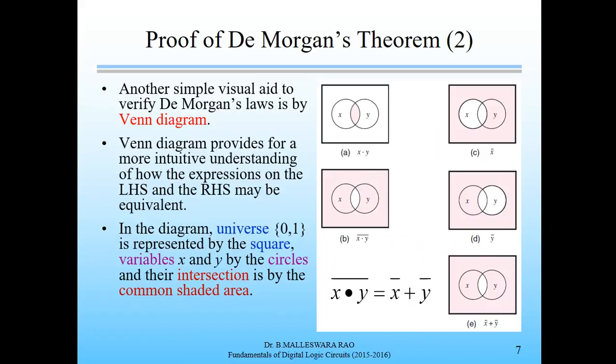In this diagram, the universe set containing 0 and 1 is represented by the square, variables x and y by the circles, and their intersection by the common shaded area. The figure B corresponds to the left hand side of the statement, and similarly the figure E corresponds to the right hand side of the statement. By comparing these two figures, we can readily say that this serves as a proof for DeMorgan's theorem.